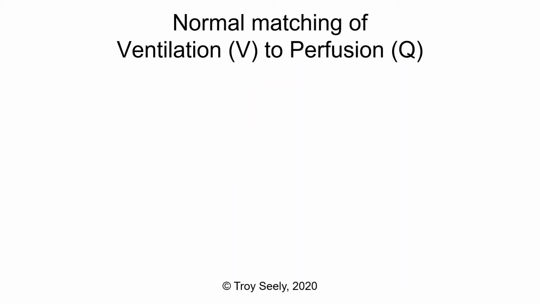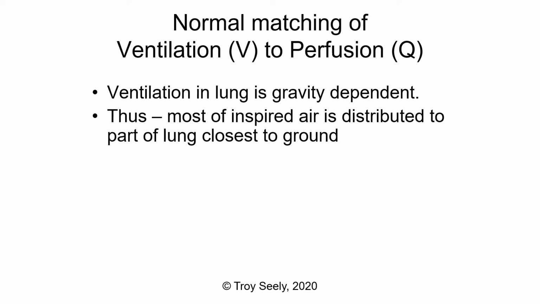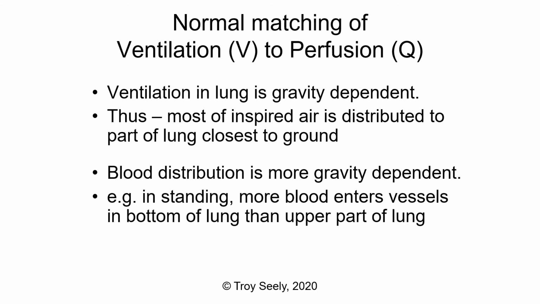So now that we've had a chance to go over the anatomy of the lungs, the interaction between both lung as well as circulatory system and how that intertwines related to the heart, let's now delve in a little bit more towards this ventilation and perfusion in terms of matching. So ventilation is again where we have air that's going to be moving through the lungs, and it is gravity dependent. So most of the inspired air is distributed to a part of the lung that's going to be closest to the ground. Blood distribution is even more gravity dependent. So in standing, more blood enters vessels in the bottom of the lung than the upper part of the lung.